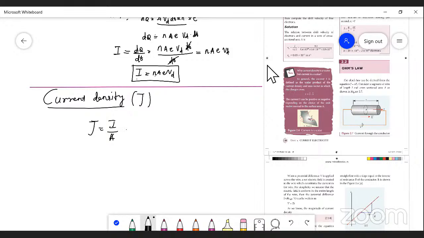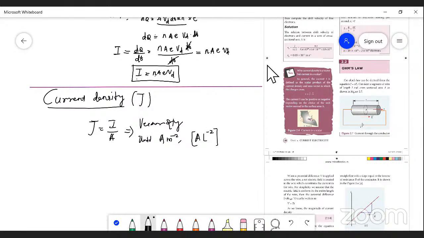It's a vector quantity actually. Current density is a vector quantity. Its unit is ampere meter to the power minus 2. So I can write it clearly: its unit is ampere meter to the power minus 2. The dimensional formula is ampere L to the power minus 2. This is the unit and this one is the dimension for current density.